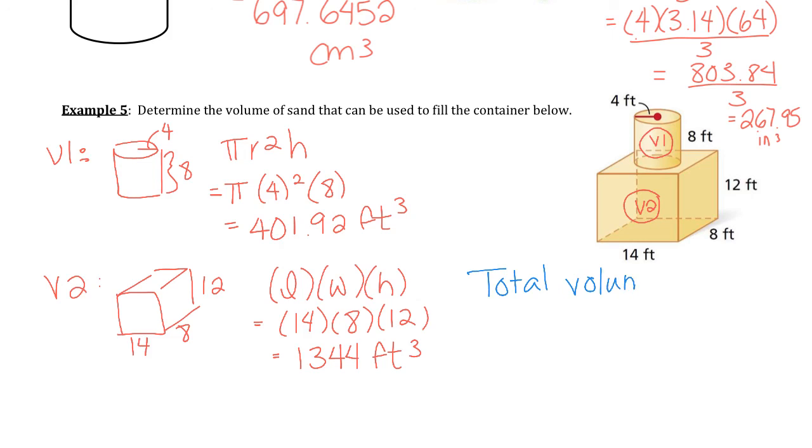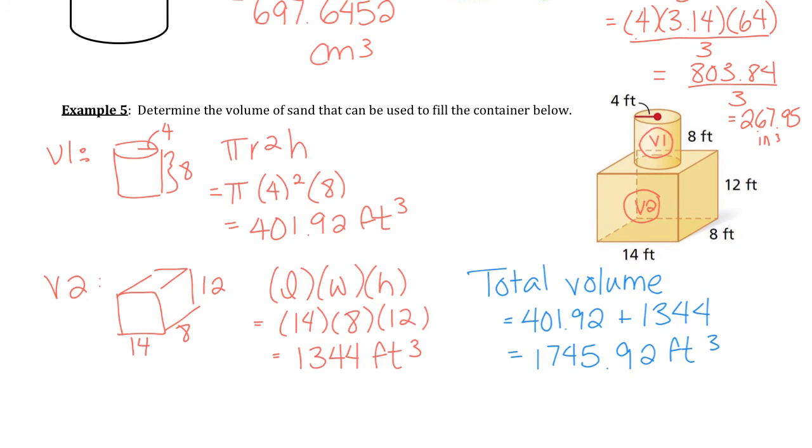And so then my total volume for this shape is just the two added up together. So 401.92 plus 1,344. So that is then going to equal 1,745.92 cubic feet. Okay? So now you're going to move on to your practice sheet.